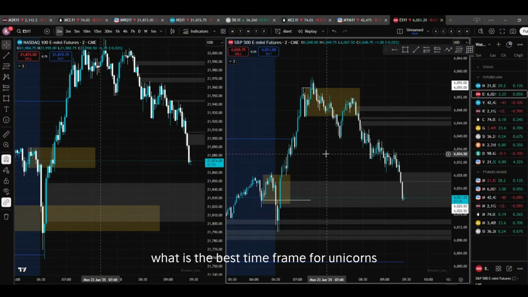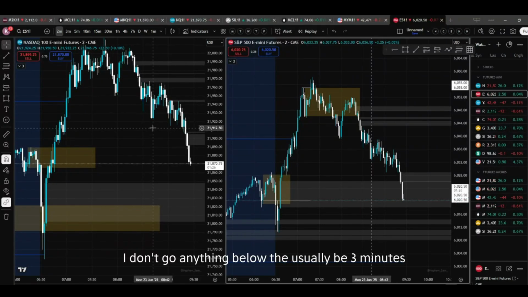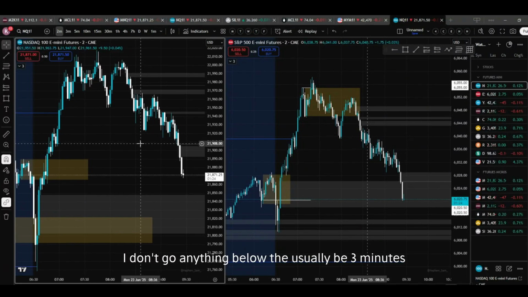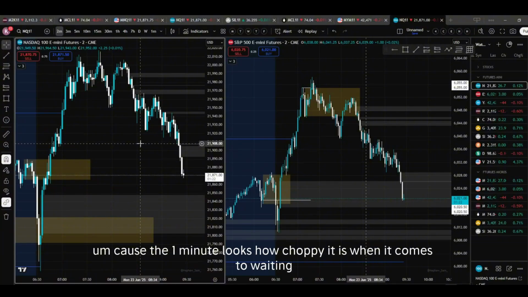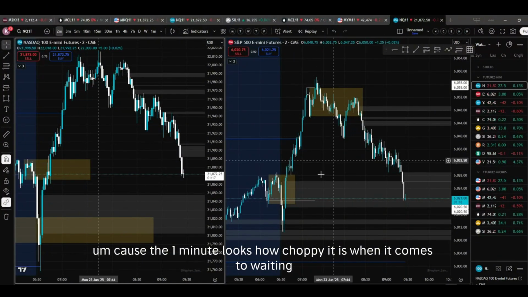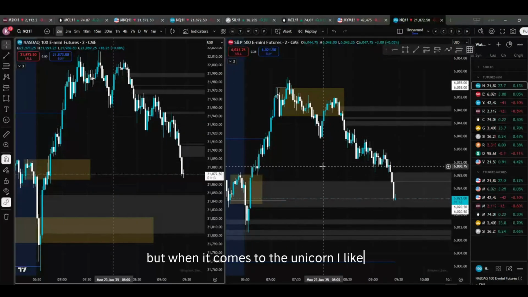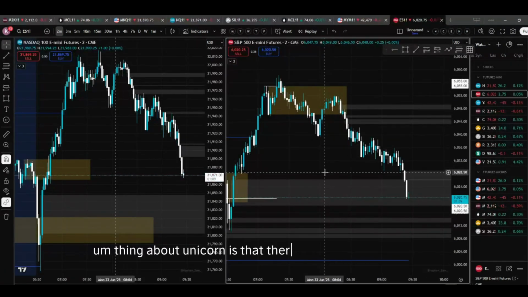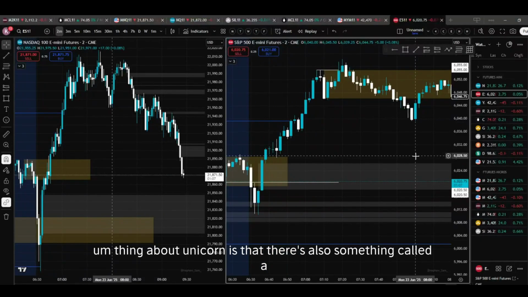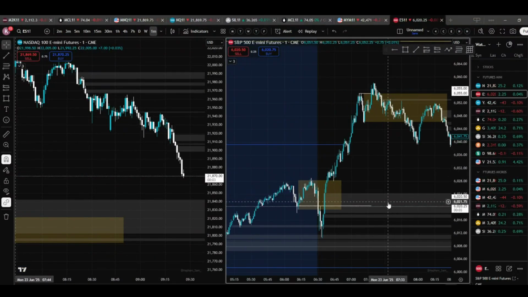What is the best time frame for unicorns? Unicorn can happen in all time frames. I don't go anything below, usually, 3 minutes, because on the 1 minute, look how choppy it is when it comes to waiting. So the price action can wick you out, kind of scare you. But when it comes to the unicorn, I like 3, 5. The thing about unicorn is that there's also something called a continuation unicorn. It might be another 1 minute. Let's see.